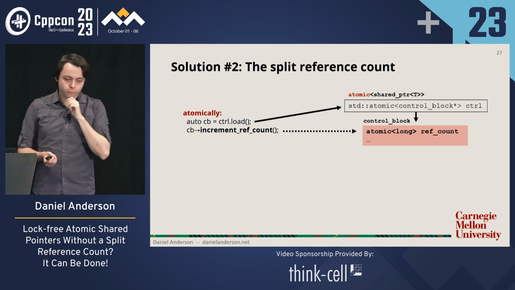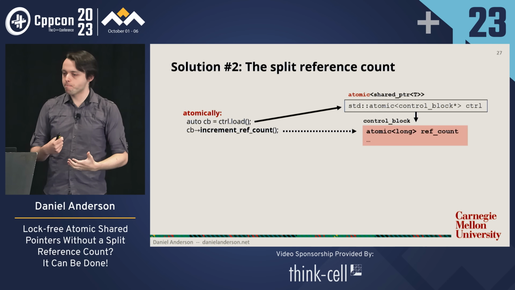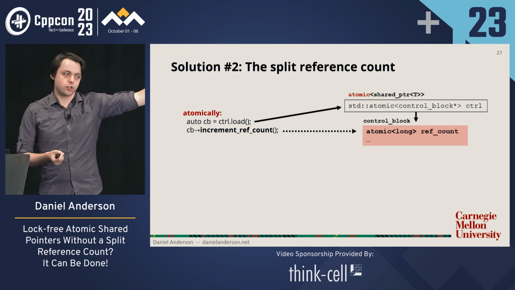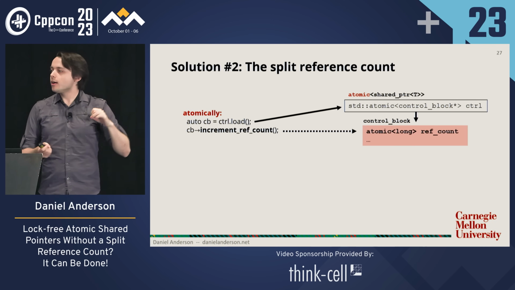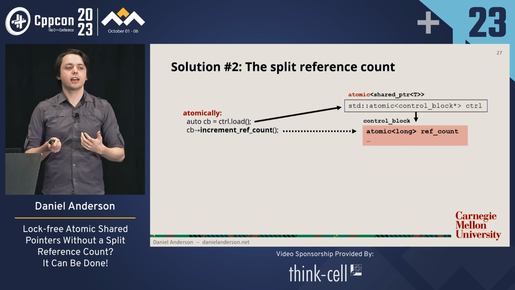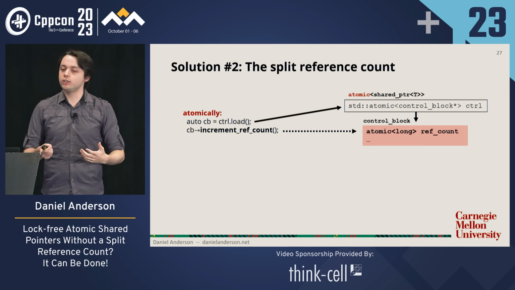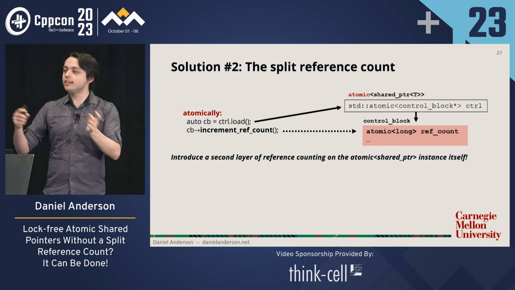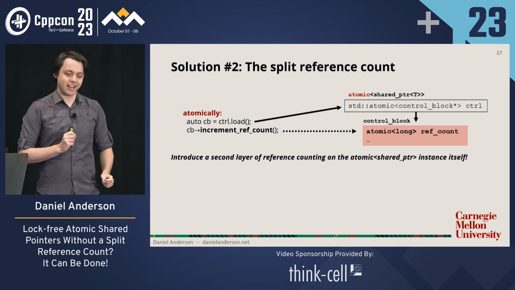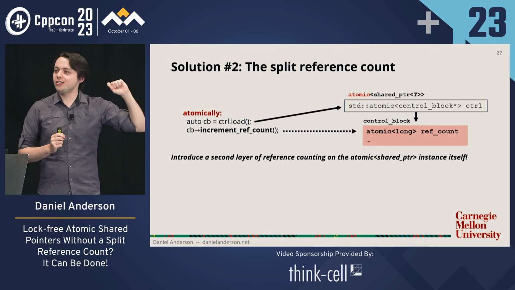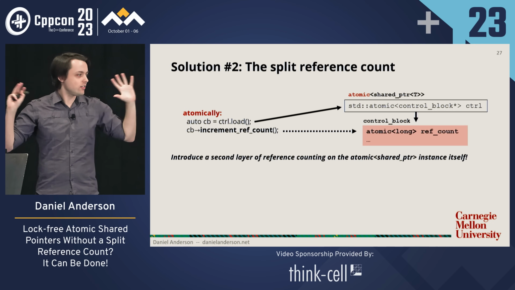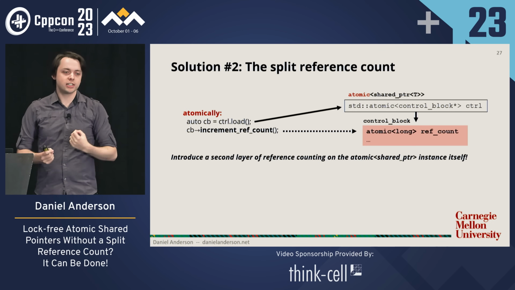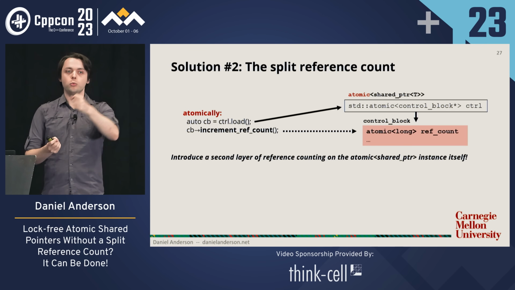So what if we can somehow do something similar instead? We can't increment that reference count atomically. Too hard. What if we had a different reference count that we could increment atomically? What if we stick in a second layer of reference counting on the atomic shared pointer itself? This is the big brain idea of the split reference count technique: we are going to protect our reference count with a reference count.